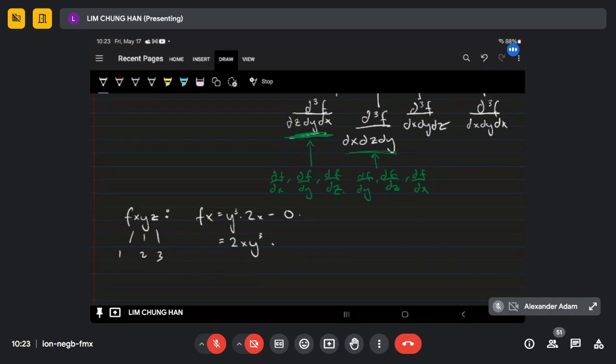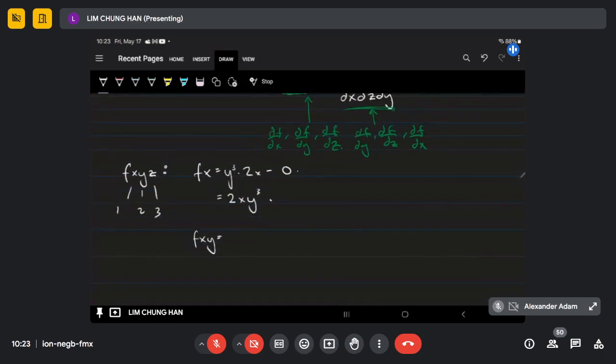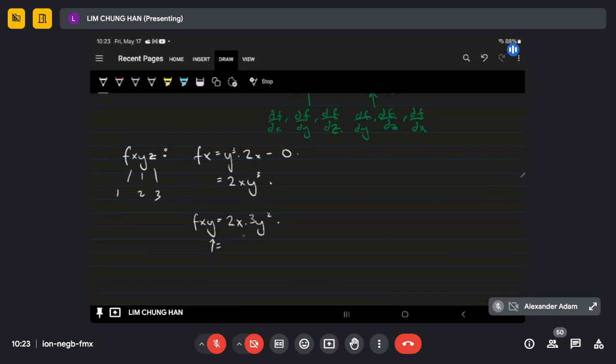So next step, we've only done fx. Now we have to do fxy. Fxy means you are now dealing with y. Fx we've done already. Now we have to differentiate with respect to y. So x becomes constant, so 2x is constant. We just write it down, times differentiate y cube, you get 3y squared. So equals 6xy squared.